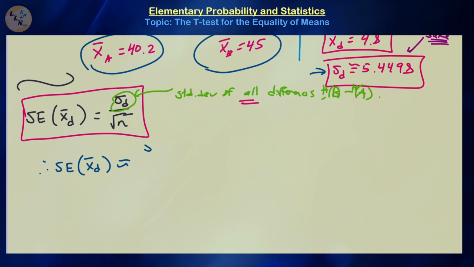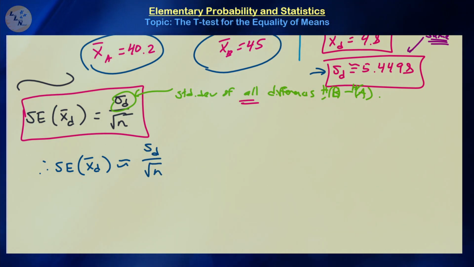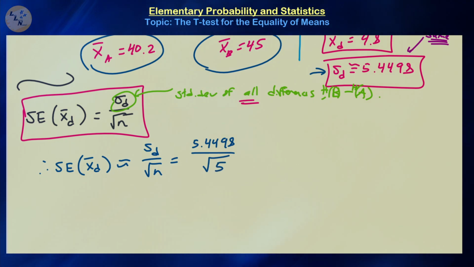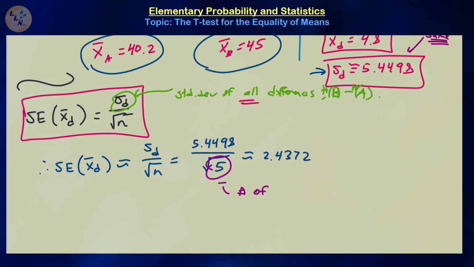So the standard error is approximately equal to S sub D over the square root of n, which is approximately 5.4498 divided by the square root of our sample size, which is 5, and that comes out to approximately 2.4372. Please keep in mind that n is the number of pairs we have. So it's not equal to 10, even though we have 10 numbers in the original sample. It's the number of pairs, or the number of people who participated in our study.